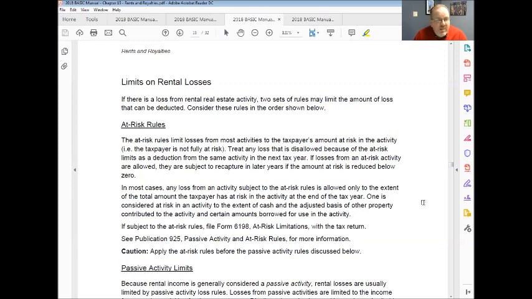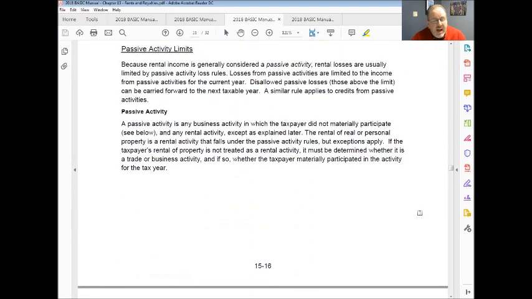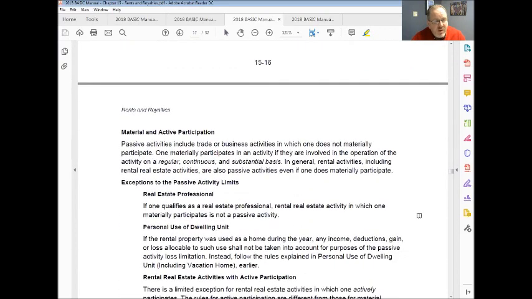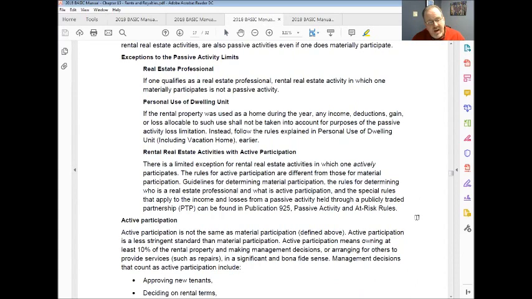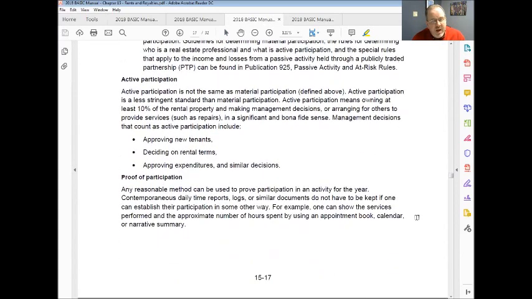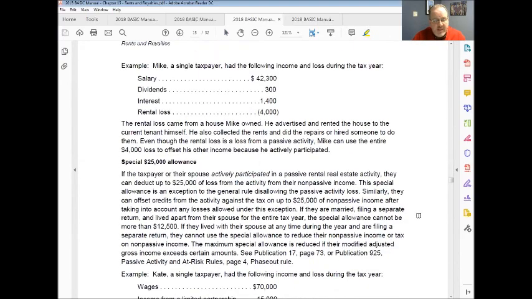But again, this talks about those at-risk rules, that if we have a loss there, we make sure that we take it. Now, depending on what else is on your return because of that at-risk and passive activities, we may have to take what would be called a net operating loss and pass some of that forward to the next year. We might be limited on our losses. So make sure that you understand that.